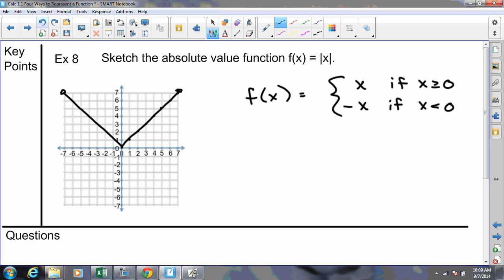This is a piece that's worth having memorized, how it forms the V shape. People typically remember parabolas, but you should also remember absolute value forms the sharp corner V.